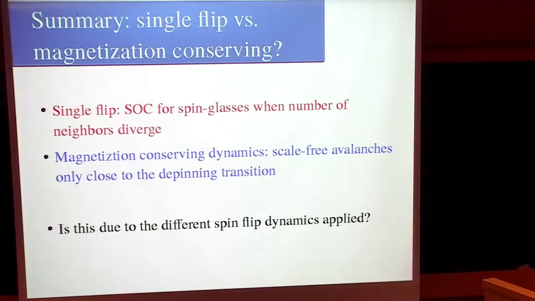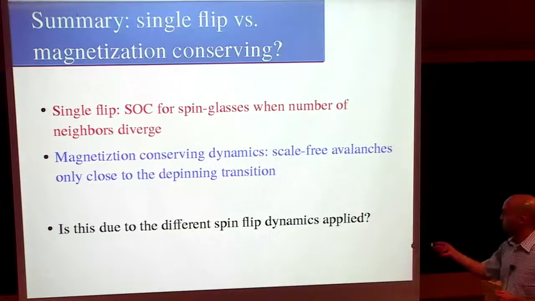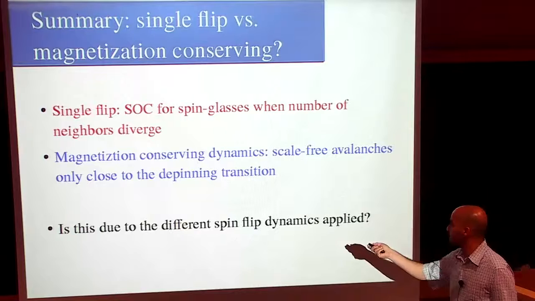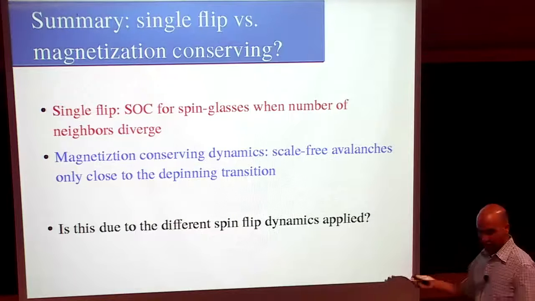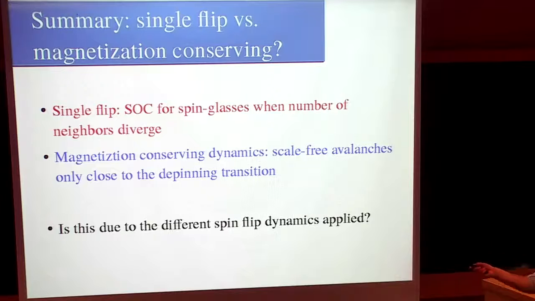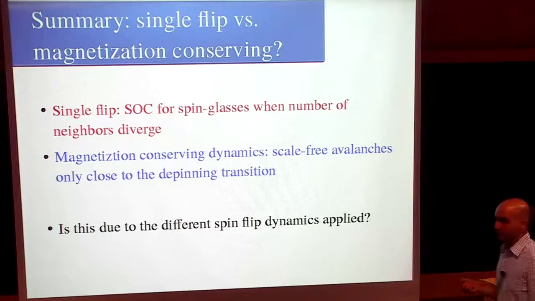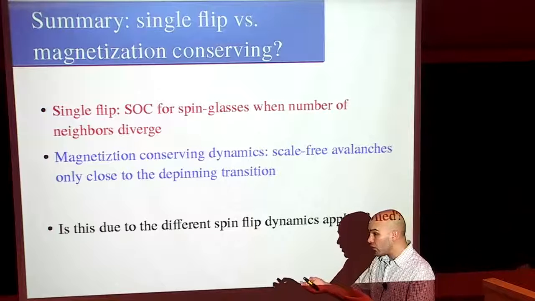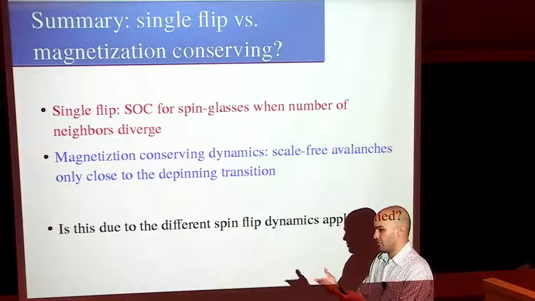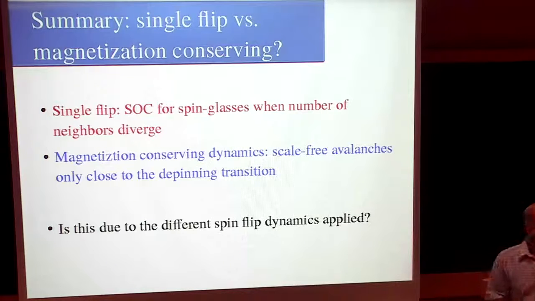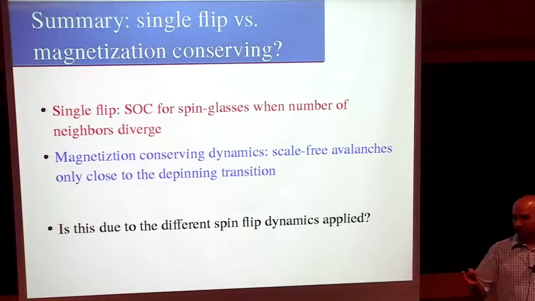So far we have seen avalanches of self-organized criticality in spin glasses when the number of neighbors diverges, and specifically we had single flip dynamics. Then we looked at a different system with a diverging number of neighbors, but with magnetization conserving dynamics, and we see scale-free avalanches just close to a specific field. What do you mean by close? It was not exactly at the beginning, it was also when being just close. I think it's okay to take an interval around the critical point. That's fine. Yeah, makes sense.